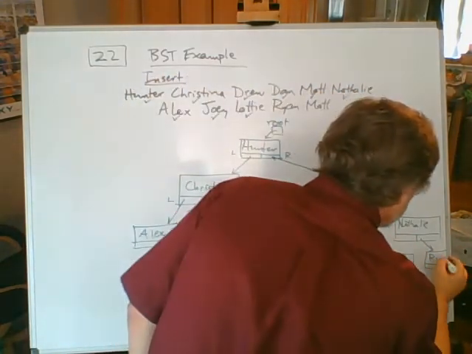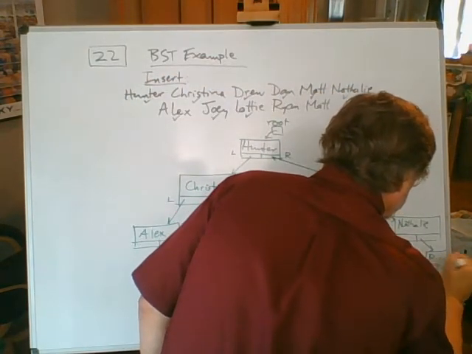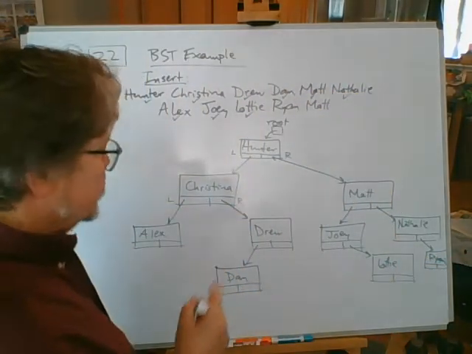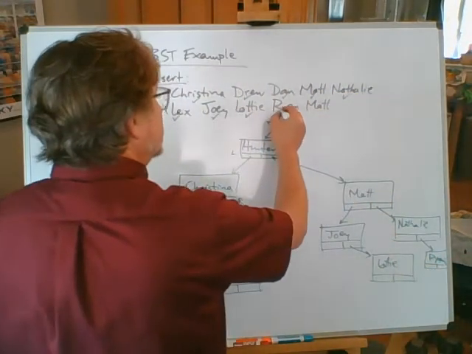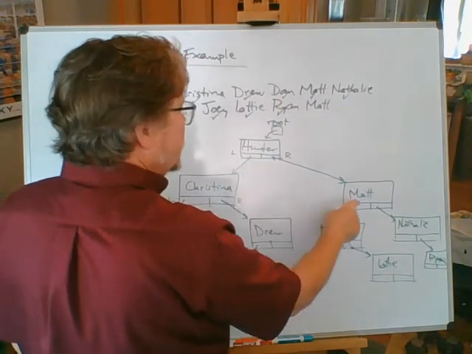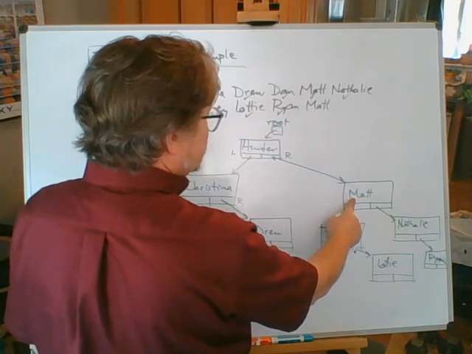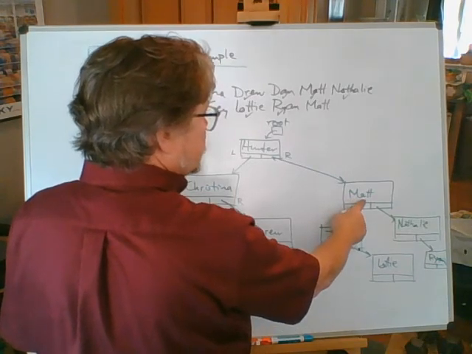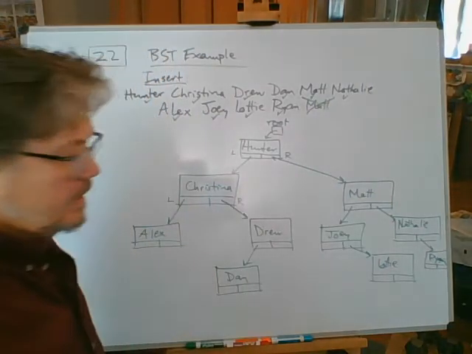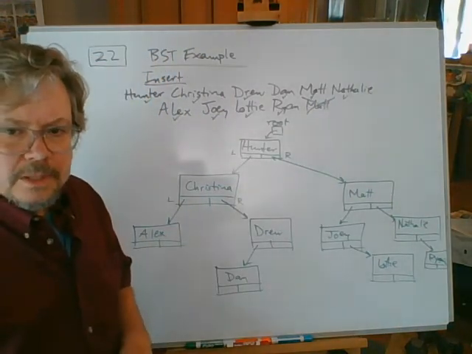That says Ryan. It's hard to read. You're just going to have to take my word for it. That says Ryan. Check. Matt. M is greater than H. M equals M, so we have to go to the next letter, A equals A, T equals T. Sorry, Matt. You're already there. Can't insert Matt twice. No duplicates allowed.